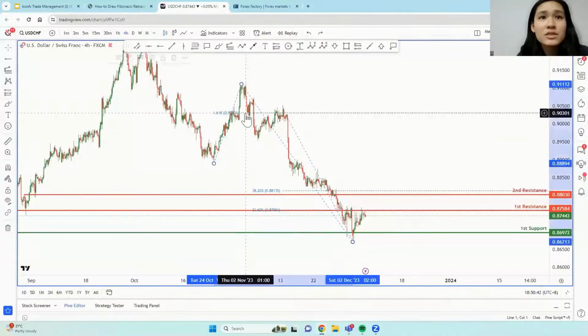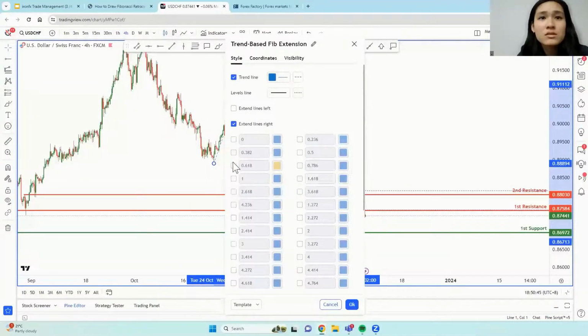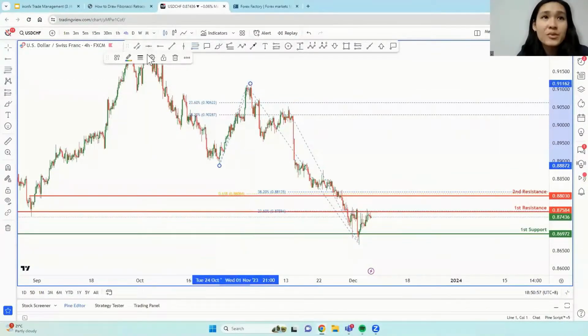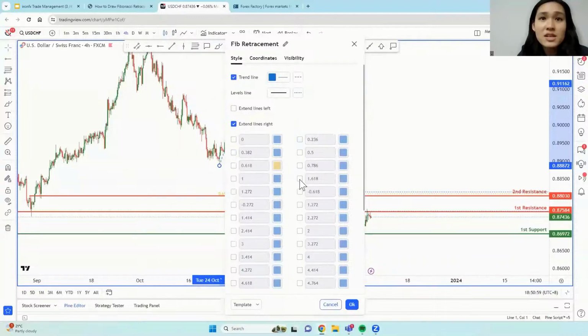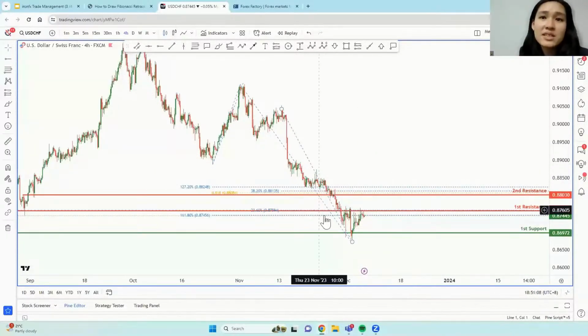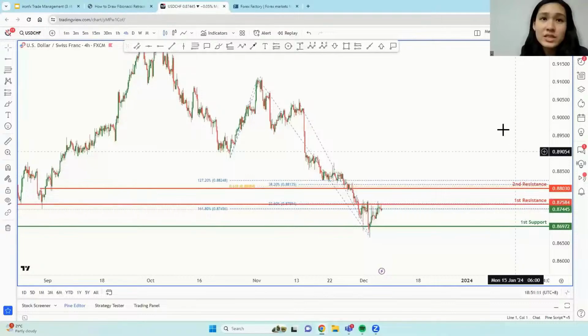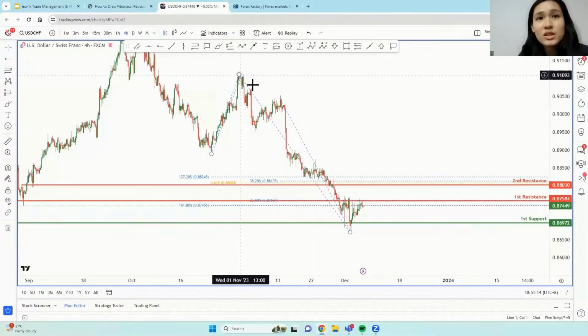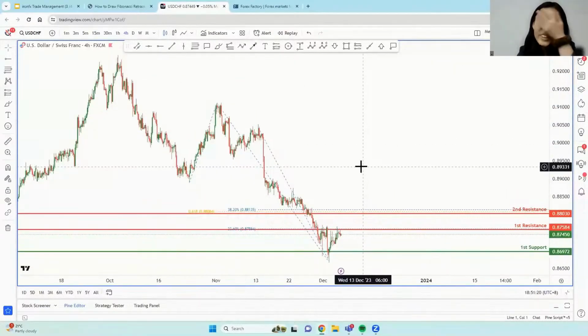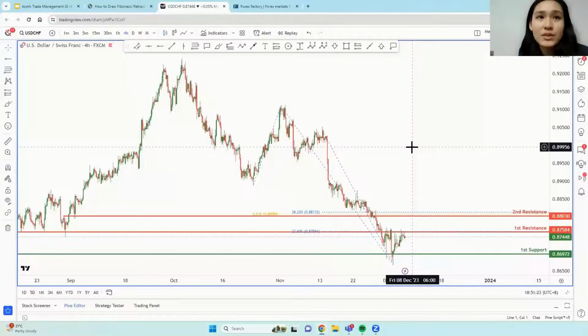Okay, let me get rid of this. Okay, we're using a retracement, and then we use the levels that are greater than 100%, so the 161.8 and 127.2. Okay, and you can see that it lines up nicely with our second resistance and first resistance, but because price has already broken past these levels, these are not valid. Okay, just wanted to show you guys an example of that.